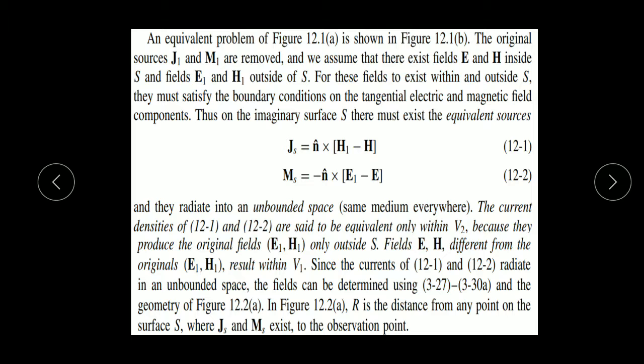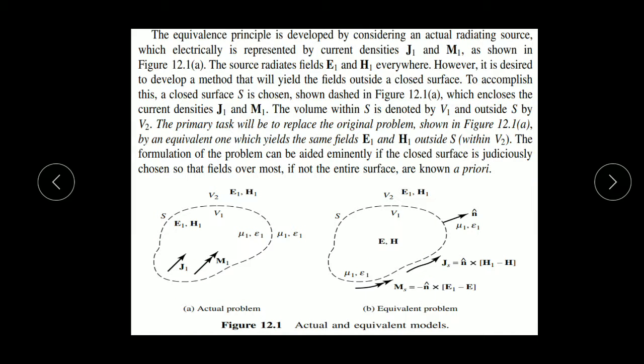This is the equivalent source in this equivalent model. Okay, this is the equivalent source Zs and Ms. Basically, this source generated E1 and H1, and outside V2 also generated the same E1 and H1. Inside E and H, and outside generated the E and H, because the same source is generated outside.